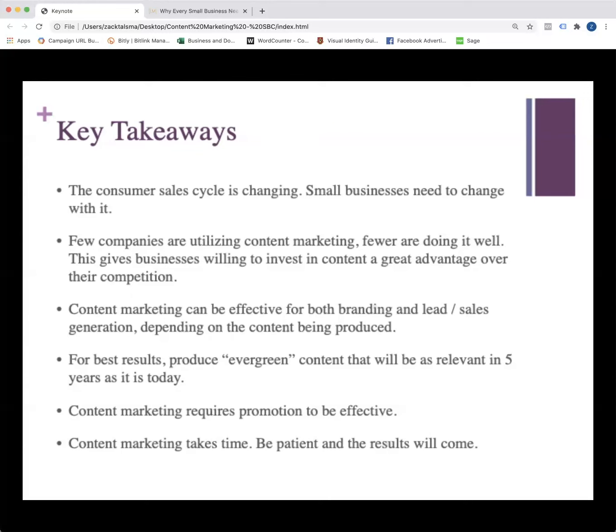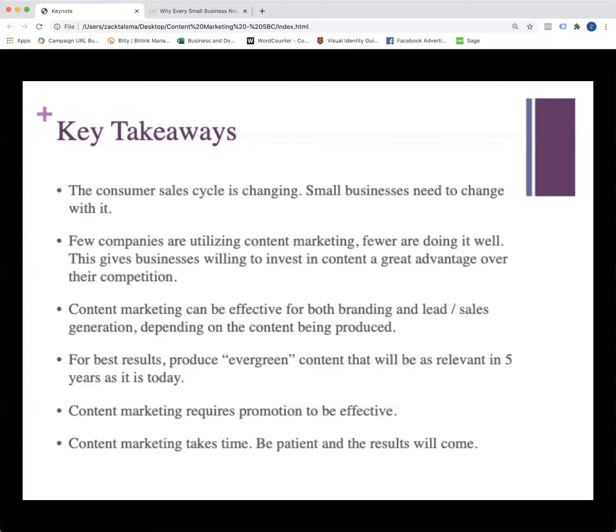For best results, you're going to want to produce what they call evergreen content, which is content that is going to be relevant for years. If your industry is constantly changing, or some big update comes that renders a few of your old articles kind of irrelevant, just go back and rewrite them. You don't have to republish them. Just change what's changed in your industry to make it relevant for today, and you won't lose anything.